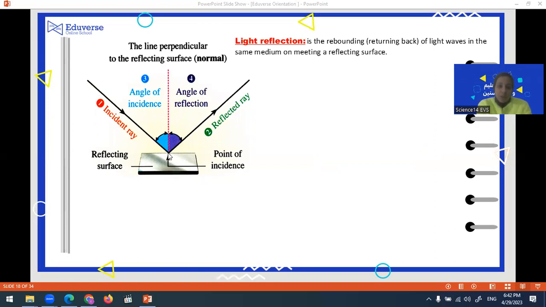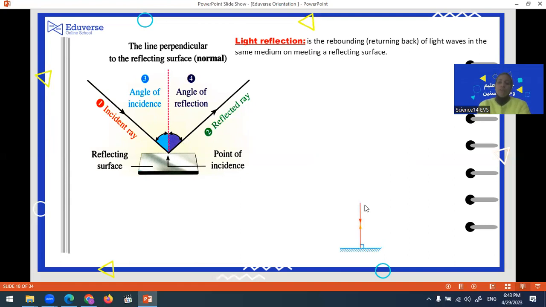And the point here, when the incident ray meets the reflecting surface, we can call it the point of incidence. And we can draw here an imaginary line with the red, and we call it the normal. The light will be reflected, and we can call it the reflected ray, coming out, bouncing away from the reflecting surface. The angle between the incident ray and the normal, we can call it the angle of incidence, and the angle between the reflected ray and the normal too, we can call it the angle of reflection.